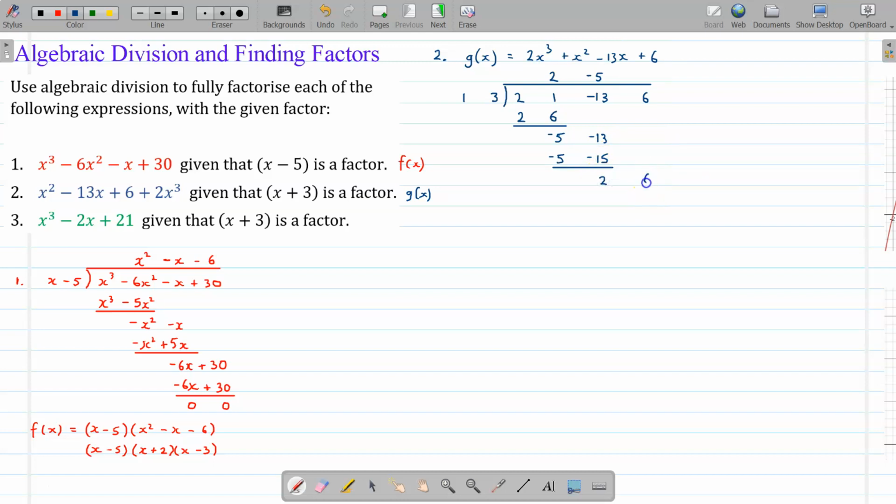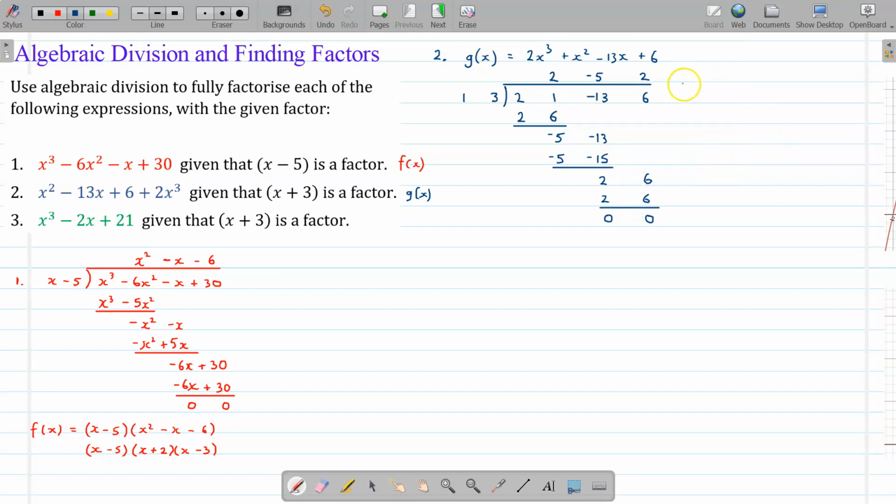Bring down the 6 and do the final stage of the division. 1, 3 into 2, 6 goes exactly twice, because 2 lots of 1, 3 make exactly 2, 6. And no remainder. And that's what we expected, because we were told that x plus 3 was a factor. So therefore we knew it would go exactly, and there shouldn't be a remainder, which of course there isn't. So we've done the same process as we've done here, but without writing down the x cubes, the x squareds, and the x's and so on.